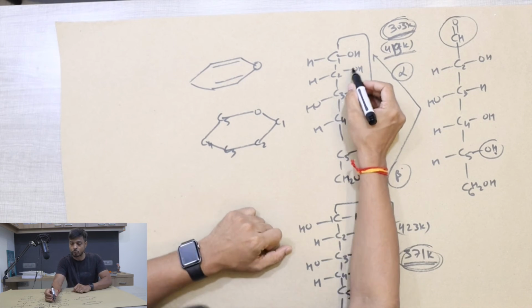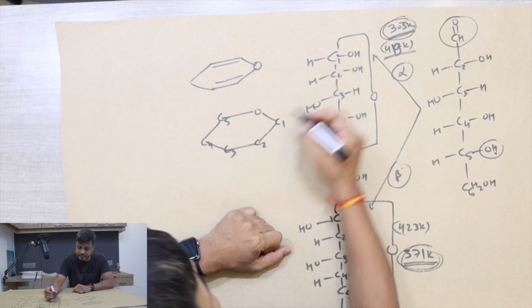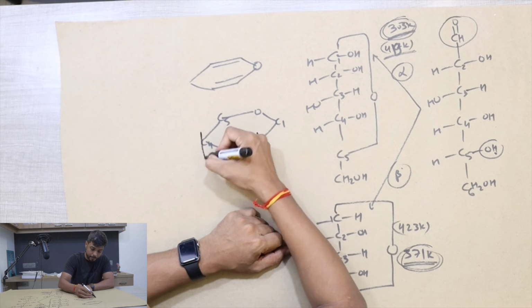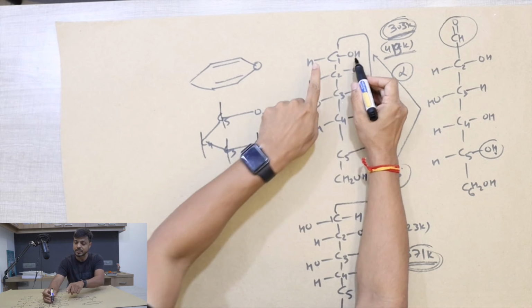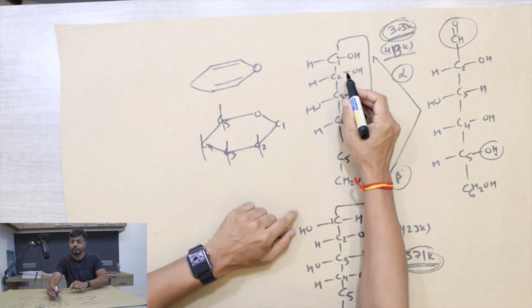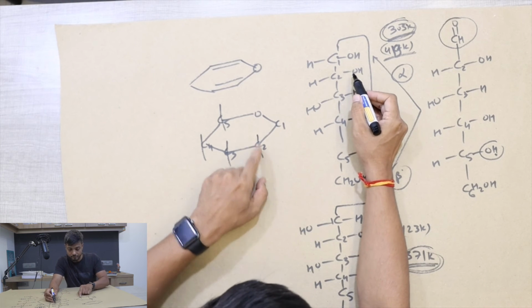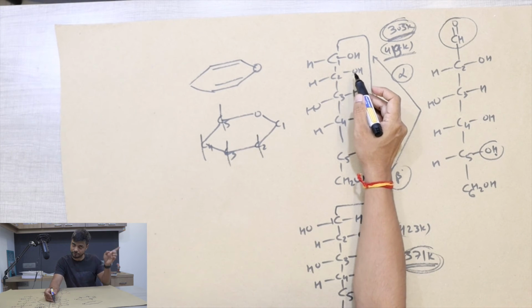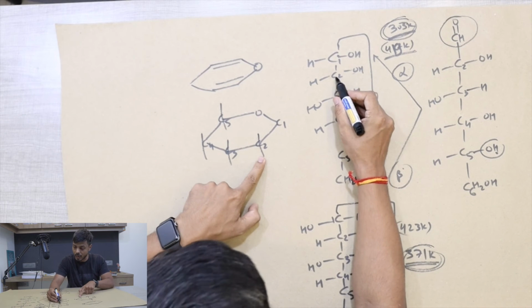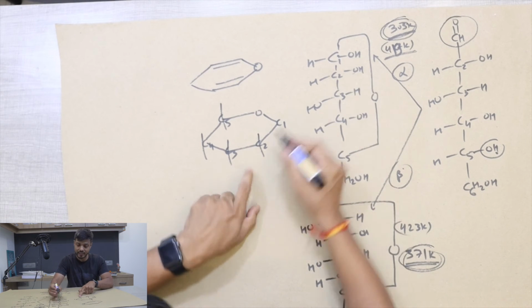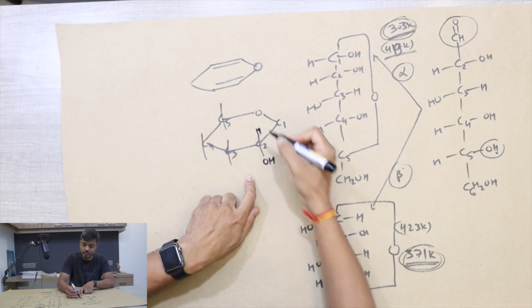I'll start with carbon number 2. If OH is on the right hand side, first we draw the vertical lines over here. We are drawing vertical lines for these groups. If it is on the right hand side, we draw it downward. If it is on the left hand side, we draw it upward. So at carbon number 2, OH is on the right hand side. So OH will come down, H will come up.